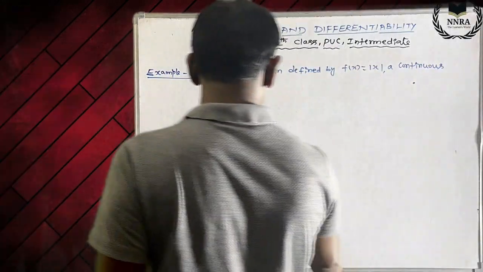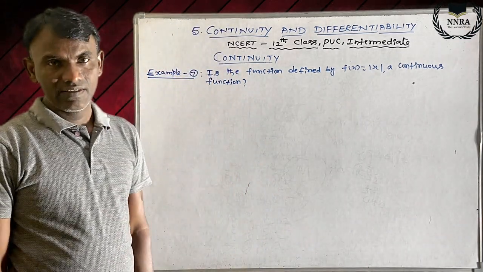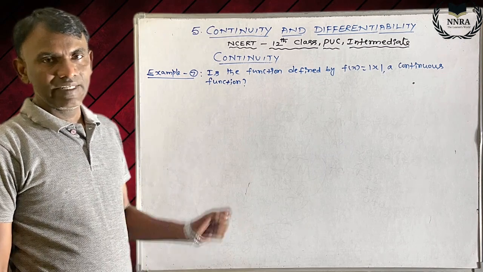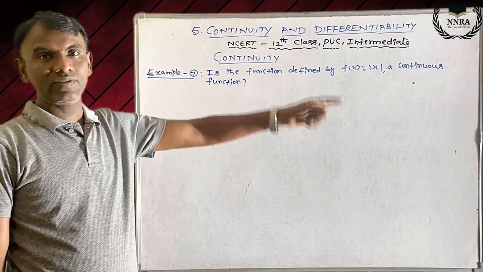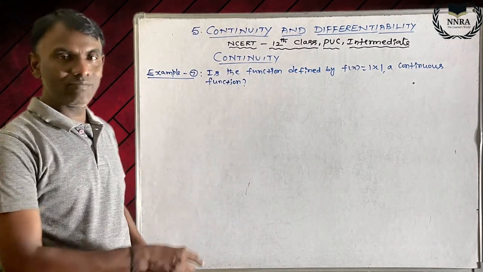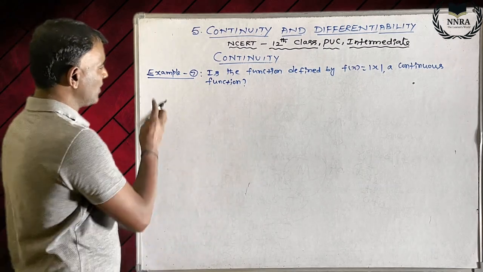Now this is the seventh example. It is the same as example number 3. We already discussed it. But in that, what is the condition? f of x equal to mod of x at x equal to 0 is given. But here the point is not given, but we'll take the same point. Why? Because that is the standard definition of mod of x. Okay.